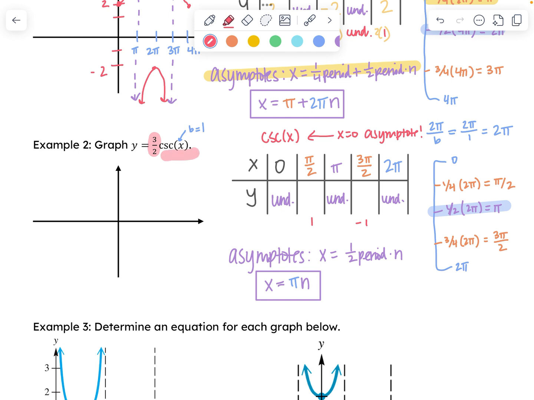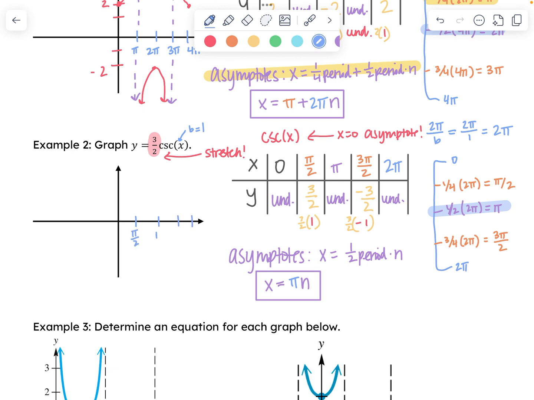So with this stretch, I'm going to take all of my y values, which in this case is just the 1 and the -1, and I'm going to multiply them by 3/2. So 3/2 times 1 is 3/2. 3/2 times -1 is -3/2. And let's draw our graph.